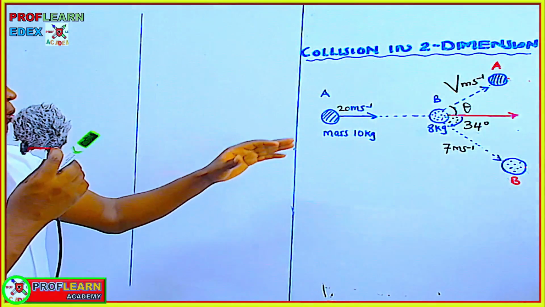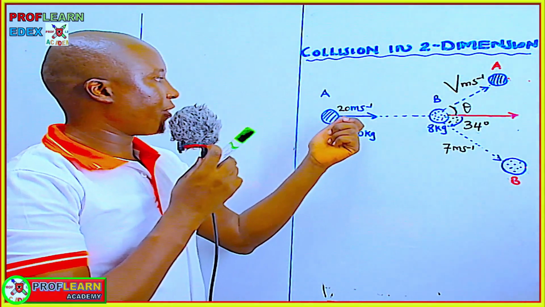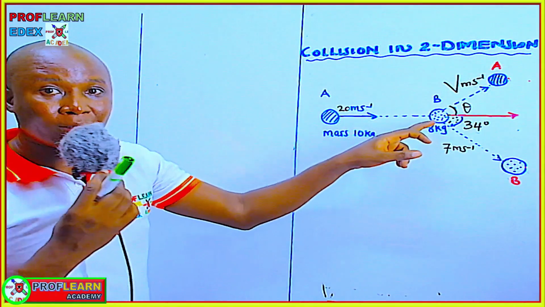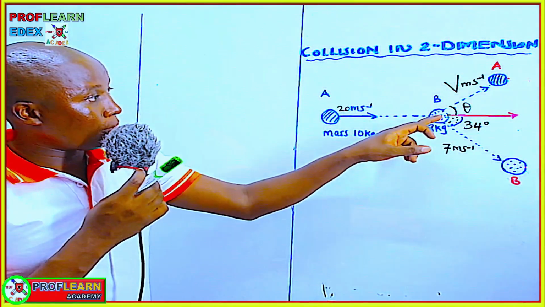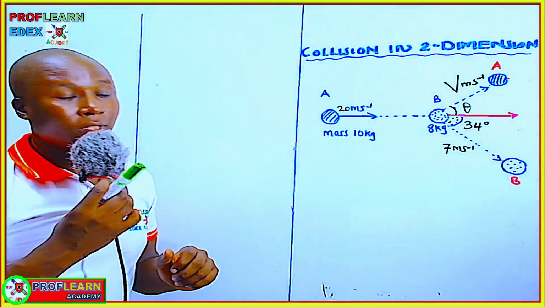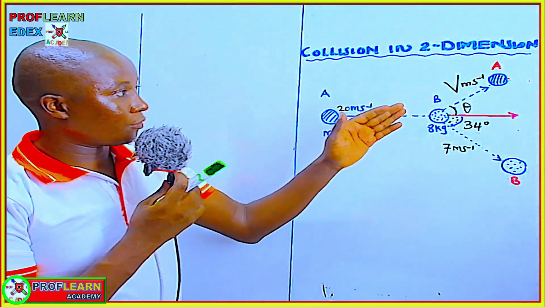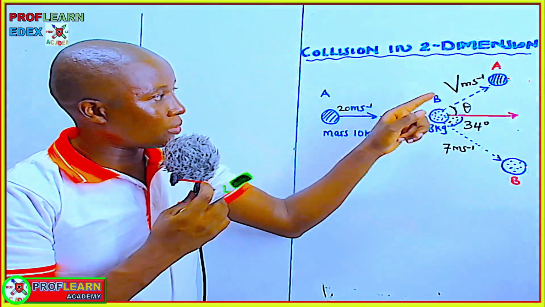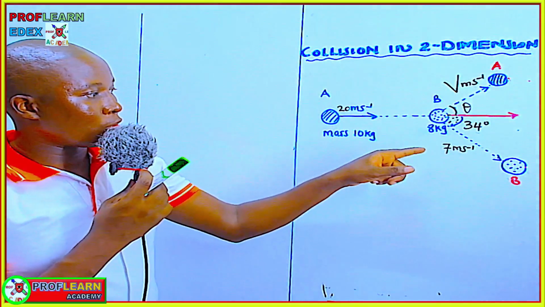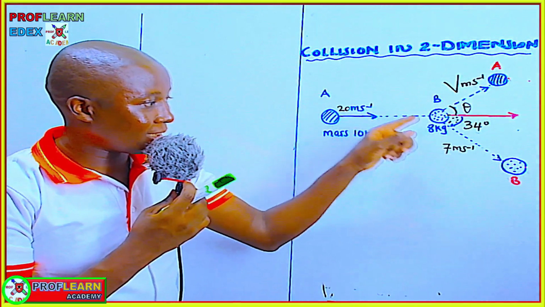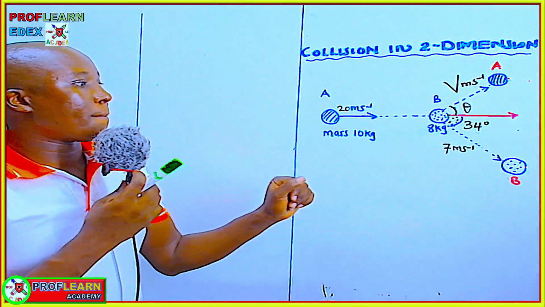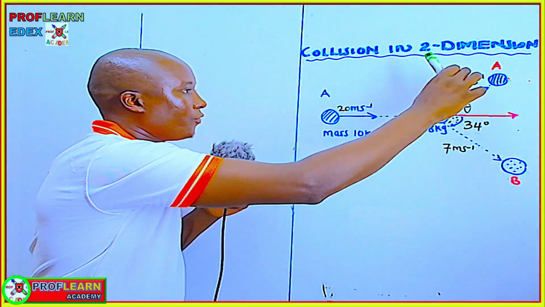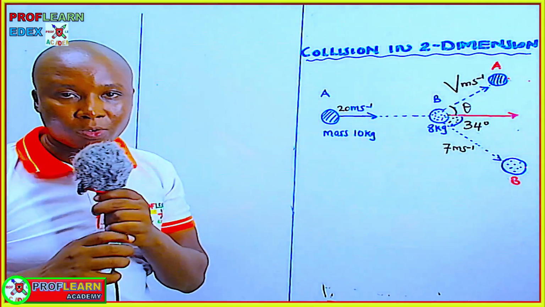In this question here, we have a particle A moving at the speed of 20 meters per second to collide with a stationary particle B. Now, after collision, these two objects are going to move in opposite direction as shown there. One will move upward with a velocity v, and the other one will move at 7 meters per second in this direction. And we are supposed to find the value of v and find the angle beta.